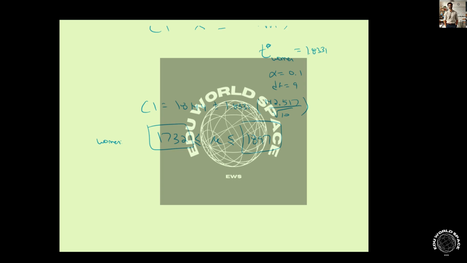Now for men, the degrees of freedom is 7. And so your critical t will be 1.8946. And so the mean for the men is 2,162.125.